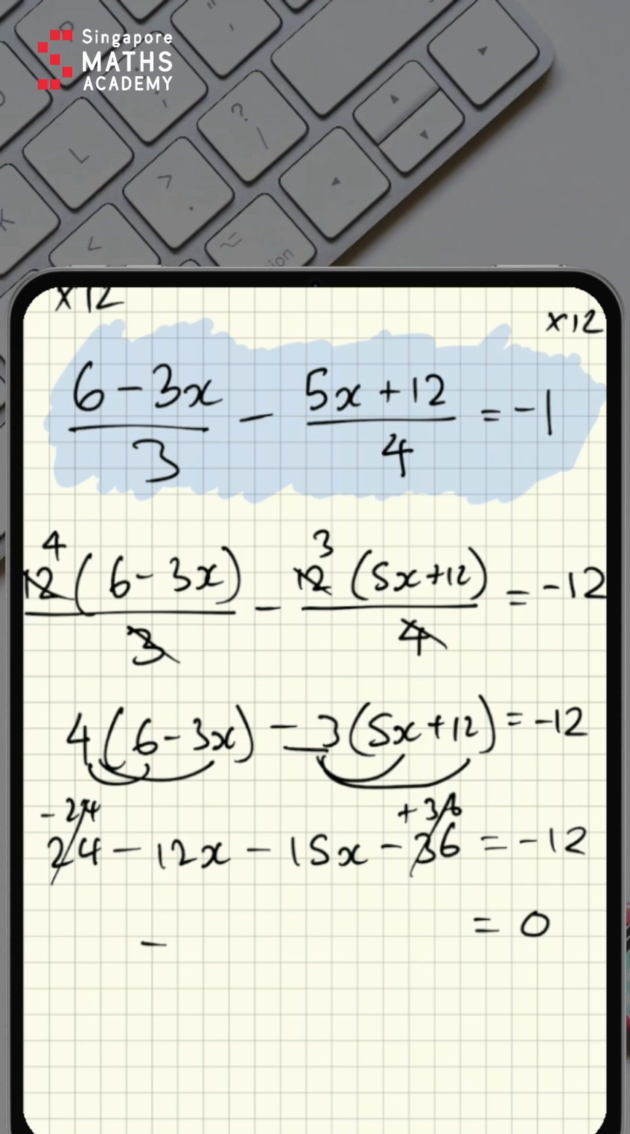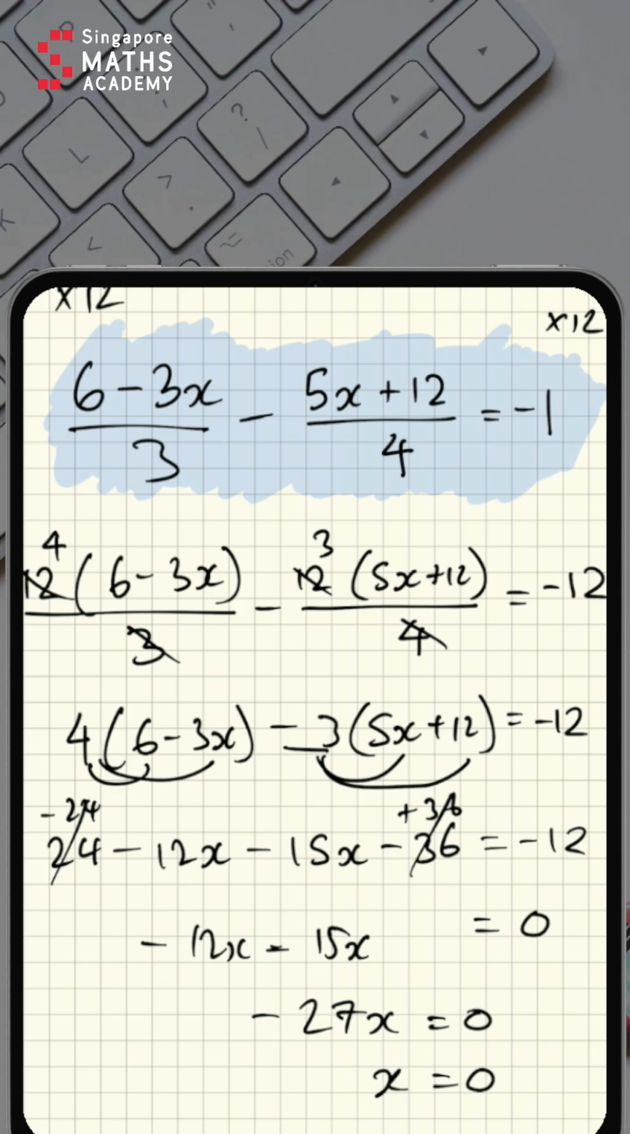And then you've got negative 12x take away 15x equals 0. And so negative 12x take away 15x is going to be negative 27x equals 0. And therefore x in this case must be equal to 0, because if you divide both sides by negative 27, then it's going to be 0.